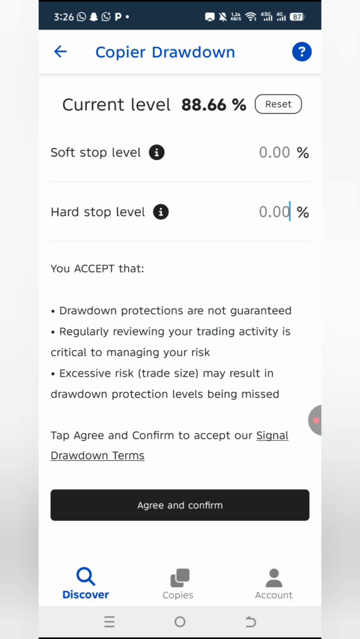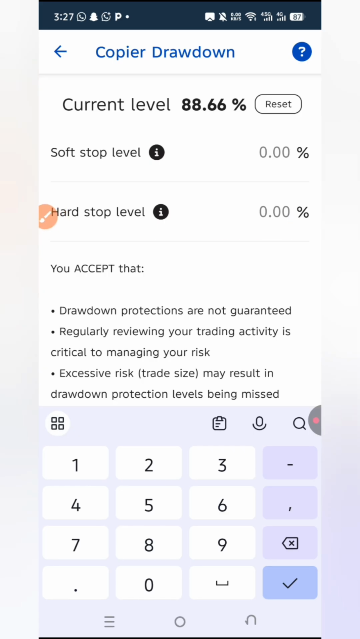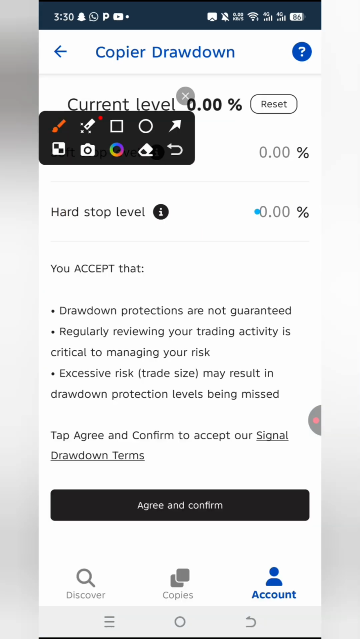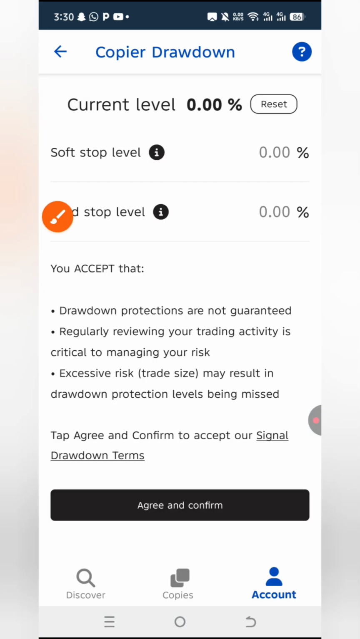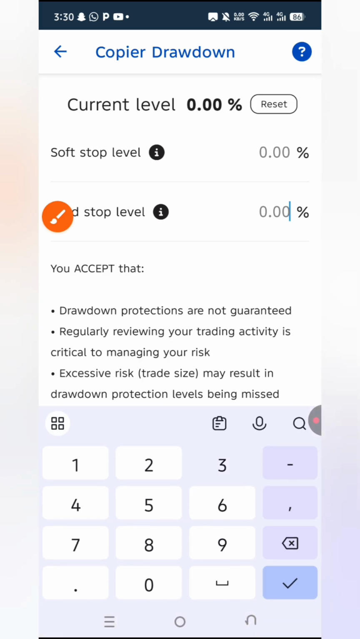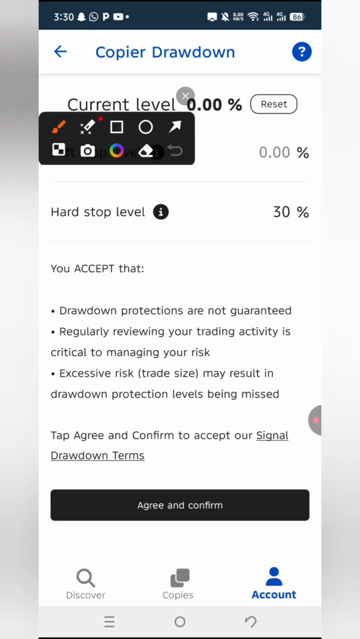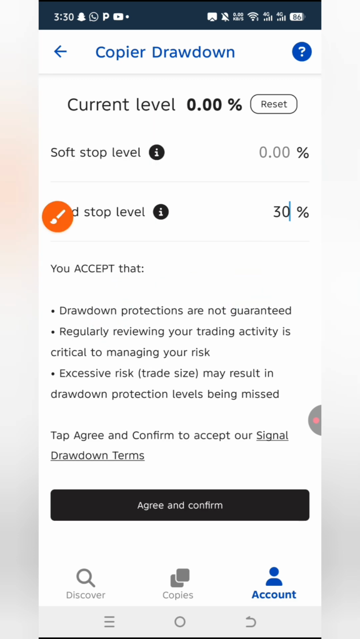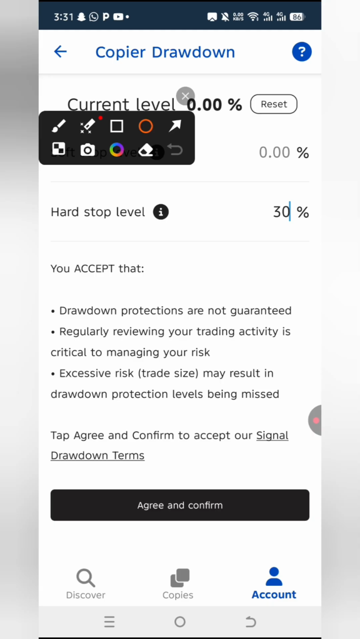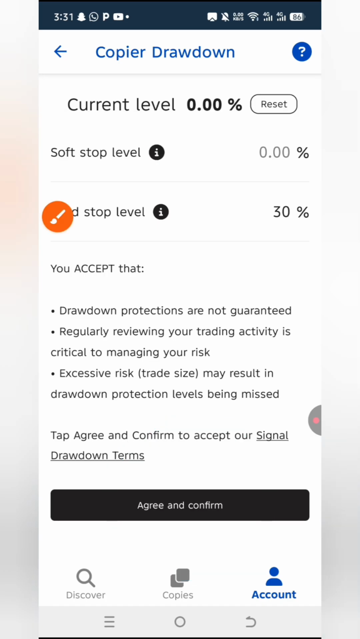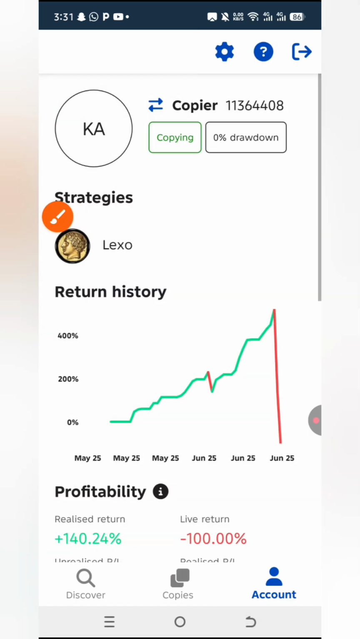So here we will be adding 30% because we are using the minimum. You just put in 30% on the add level, because in the settings I was doing 0.25. You do that and you click on agree. You click on agree and confirm, and that's all. So that's awesome. That's about the settings on Lexo. Thank you very much. God bless you.